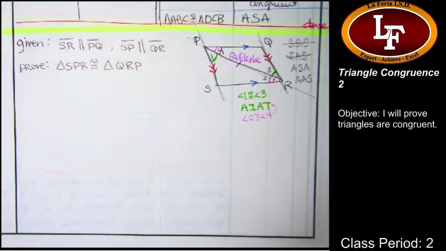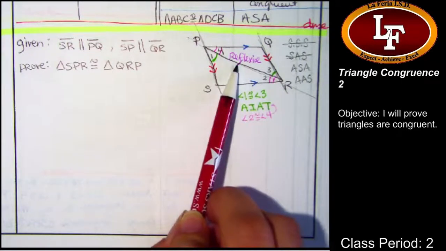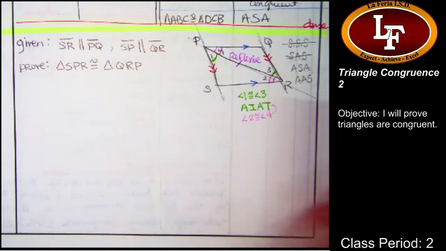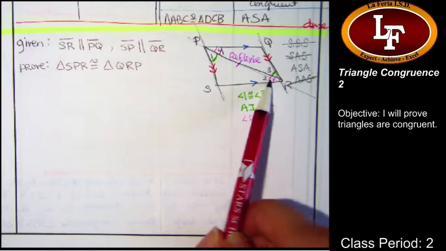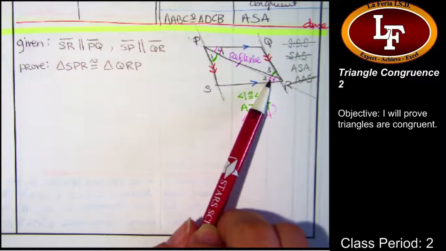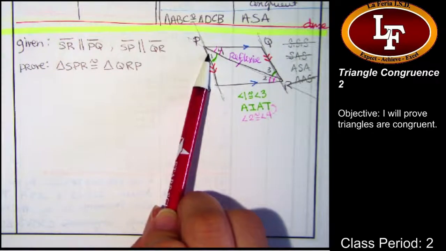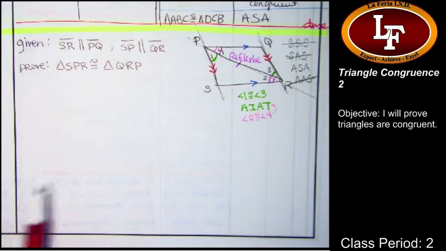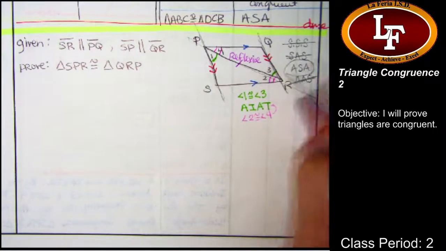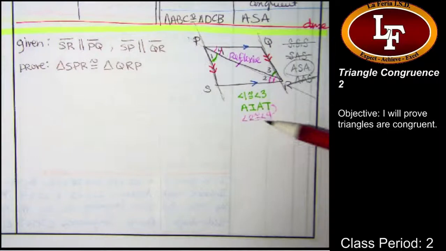So which congruence can we use? Angle, side, angle, or angle, angle, side? We have to go in order. We have an angle, we have a side, and we have an angle. It cannot be angle, angle, side, because in order to put the angles together, I have to skip a bunch of sides and a bunch of angles to get there. And that doesn't work.